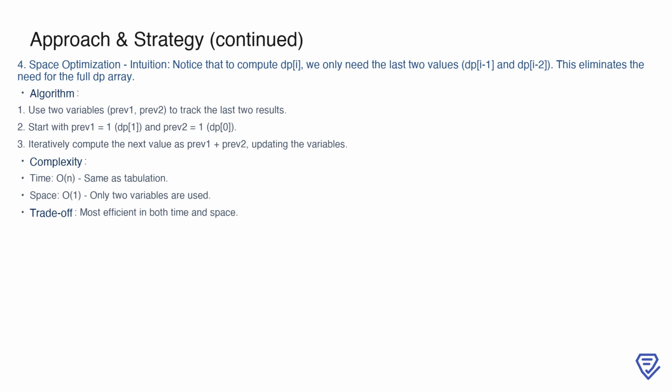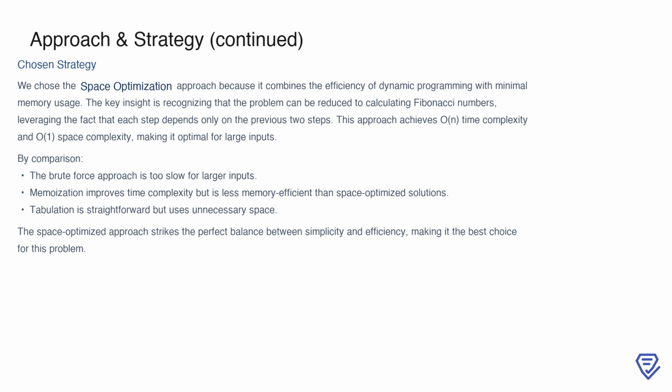By eliminating the need for recursion and reducing memory overhead, this method is particularly well suited for scenarios with large input values. The chosen strategy for solving this problem is the space optimization approach. It combines the efficiency of dynamic programming with minimal memory usage. The key insight lies in recognizing that the problem is essentially about calculating Fibonacci numbers, as each step depends only on the previous two steps. This allows us to achieve O(n) time complexity and O(1) space complexity, making it the optimal solution for large inputs.